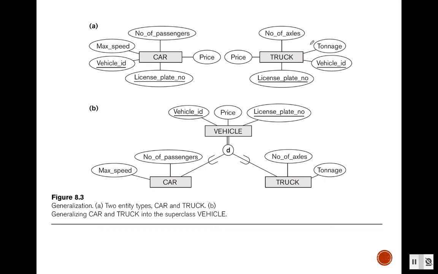these entities have a couple of common attributes, say vehicle ID. Each car has a license plate, truck also has a license plate. Each car has a price, truck also has a price. Now why don't I take all the common attributes and form a general class with all those common attributes? Now the special attributes will belong to the subclasses.